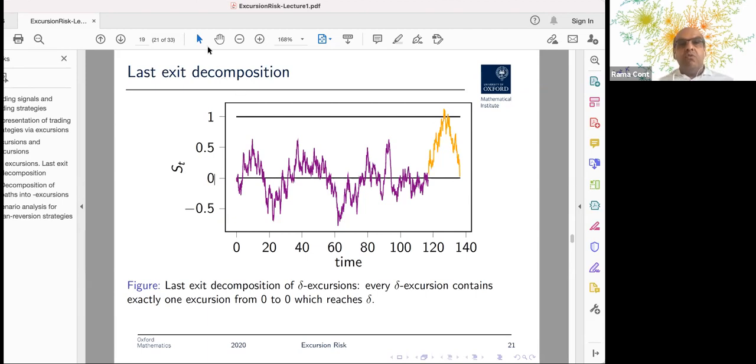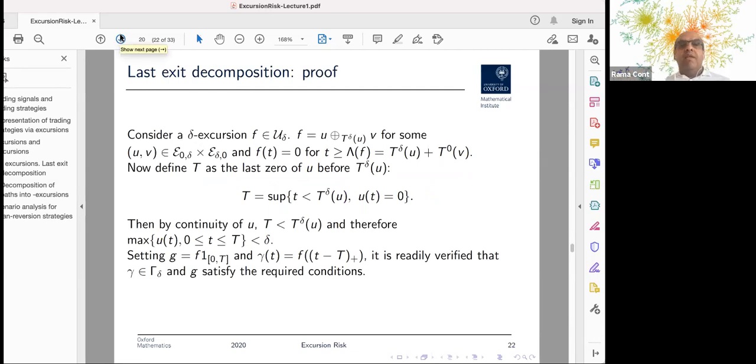And that's why it's called last exit decomposition, because the point where you cut is exactly your last exit from 0. And this is exactly what we're going to do. So we take a delta excursion F. So what is a delta excursion again? It's the concatenation of U and V, where U goes from 0 to delta and V goes from delta back to 0. And you concatenate them at the first time U reaches delta. So this is the definition. Then afterwards, F is 0, so we don't care about what happens after the lifetime of V. We only care about what happens before this lifetime.